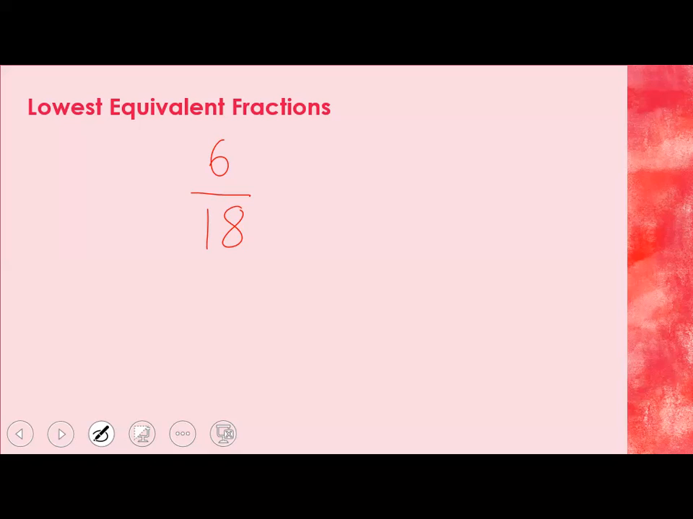If I was asked to write that as a lowest equivalent fraction, what I'm asking is for the numerator and denominator to get smaller, as small as they can possibly get, but still maintaining the same relationship. Okay, so the relationship there is that it is 3 times bigger. So I need to make sure that the relationship on this side, when I have done it, is also the same, and I will use that to check my answer.